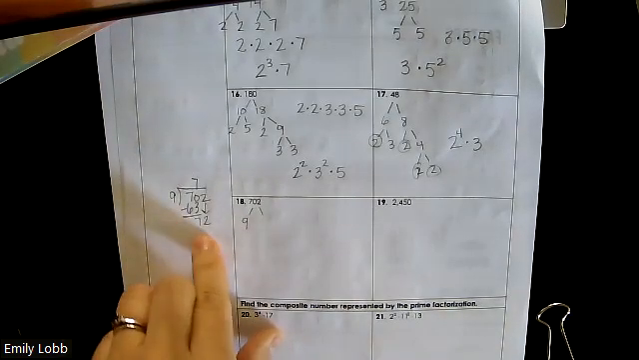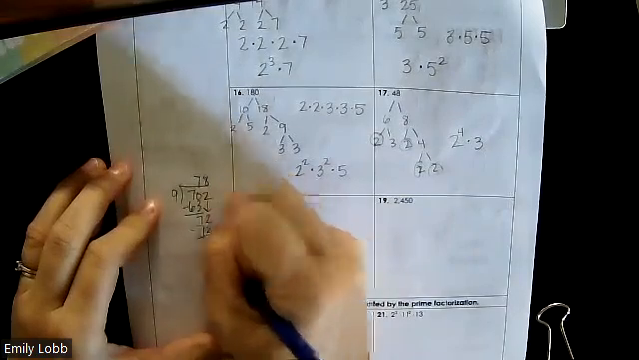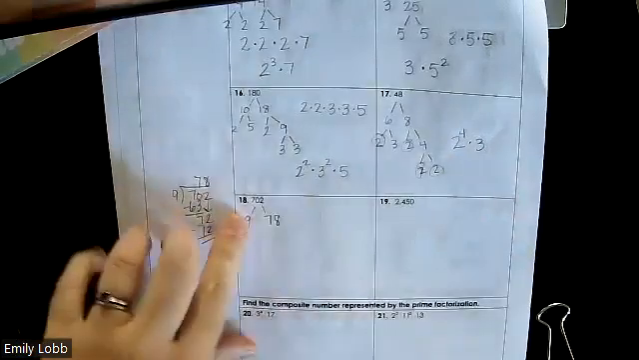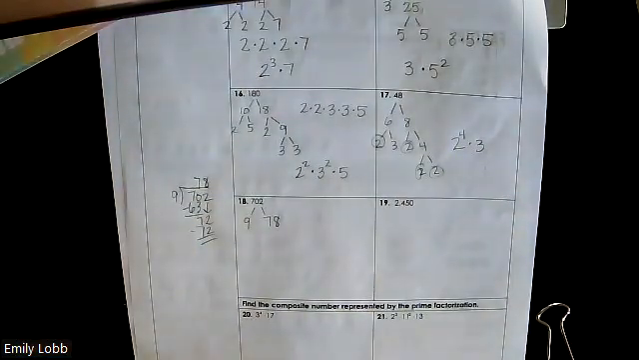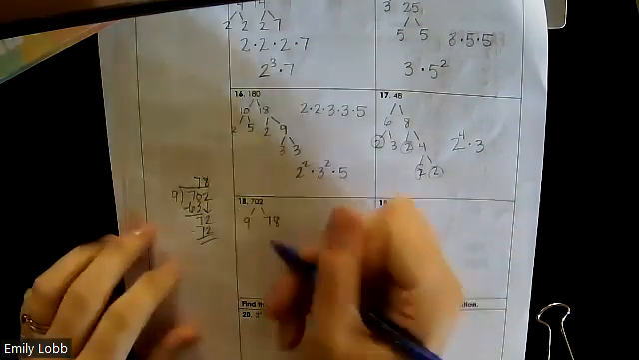How many times can 9 go into 72? 8. Good. And that's even. So this is a 78. Is 9 prime? No, 9 is not prime. 3 times 3, very good.